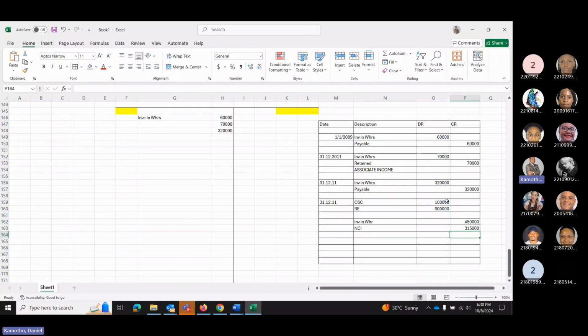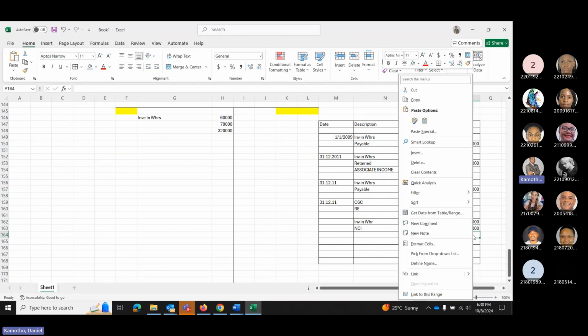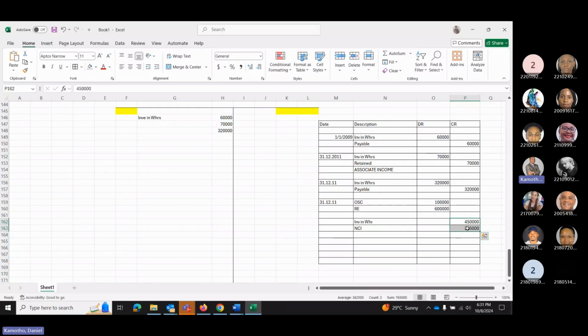So let's work out what the figures are. Just one moment, my mouse is misbehaving. Well, I have fat fingers probably. Yeah, I think it's working. So if you look at the total there, this is 765,000, and this is 700. So we are saying there is a debit difference of 65,000, which we call goodwill. Ideally, that is the idea.